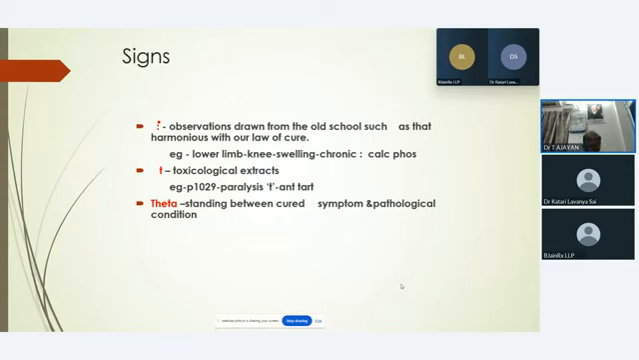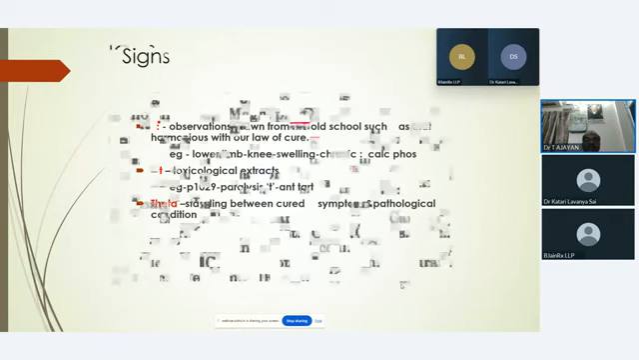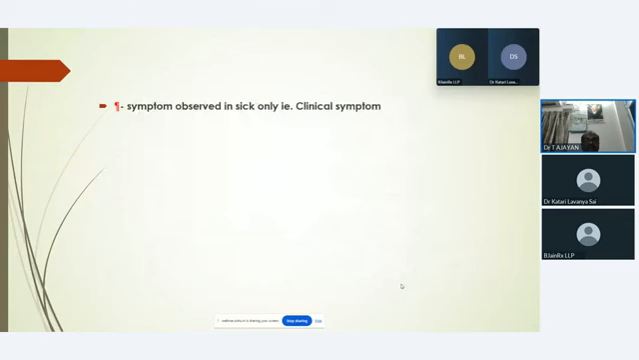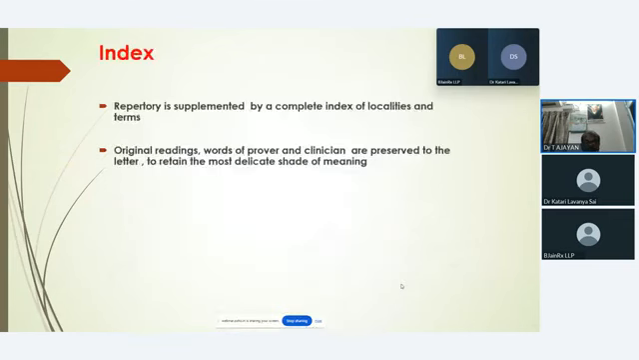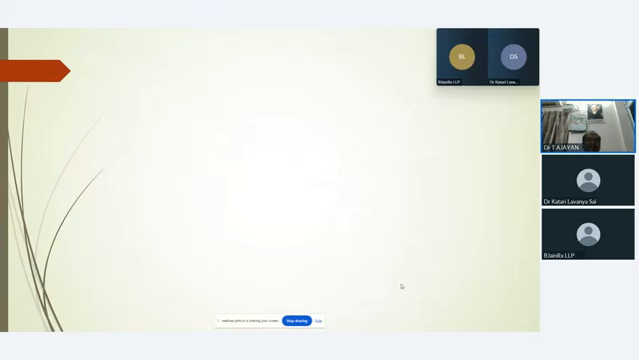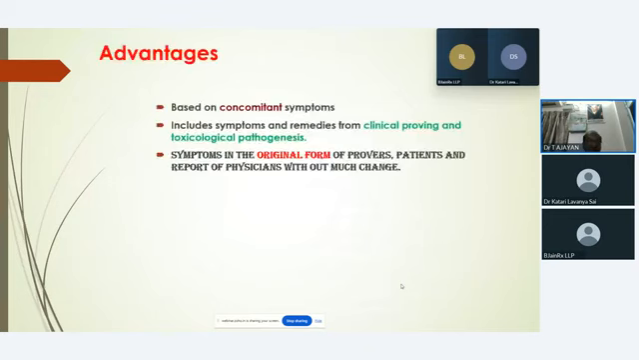Then T indicates the toxicological extract, and theta is another sign. Theta stands between the cured symptom and the pathological symptom. There are a few other markings too. I am trying to read all these things, but this time I am not able to complete all these related signs and their findings. Then the advantages, I will just discuss with you.